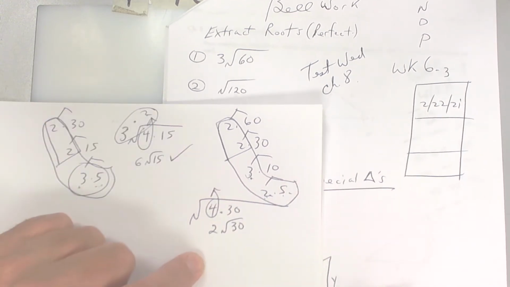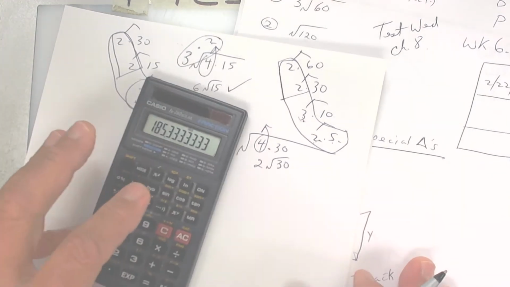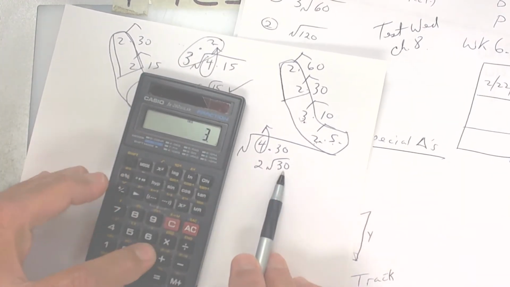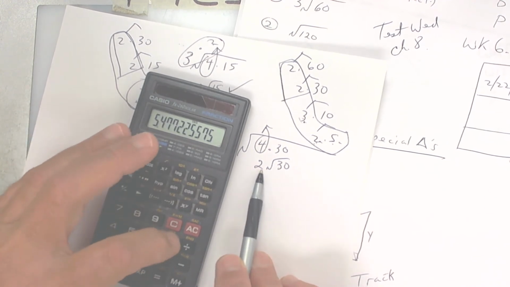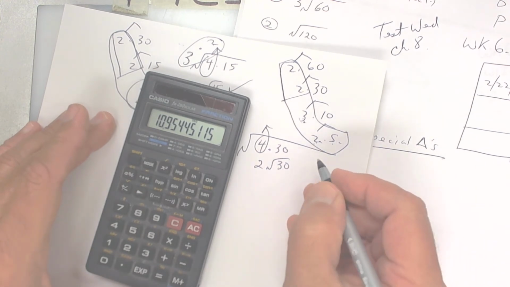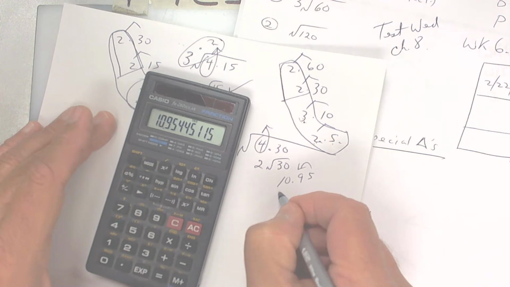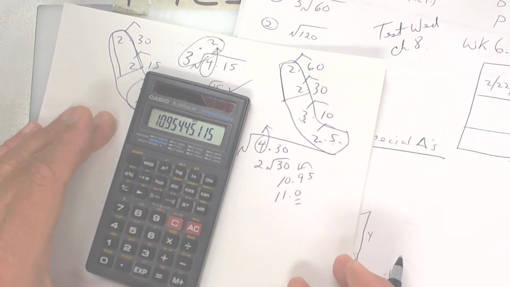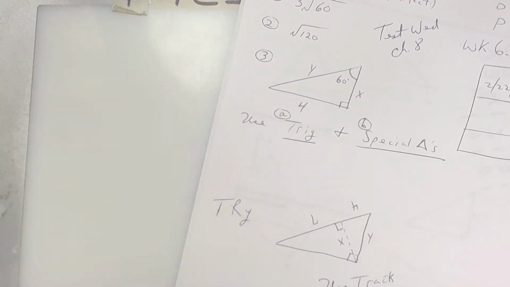Make sure you know how to extract roots, and make sure you know how to use your calculator. Let's just do it with the calculator also. So right now press 30, shift, square root, or however you do it on your calculator, times 2, and you should get 10.95. And if you round that, you're going to end up with 11.0. Okay, make sure you understand that. All right, let's go on.